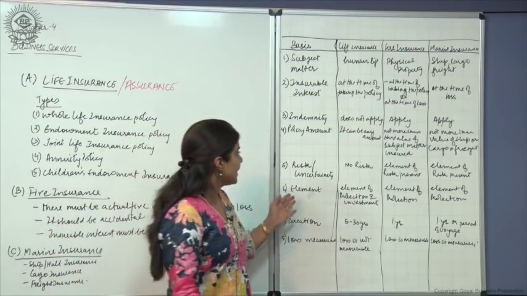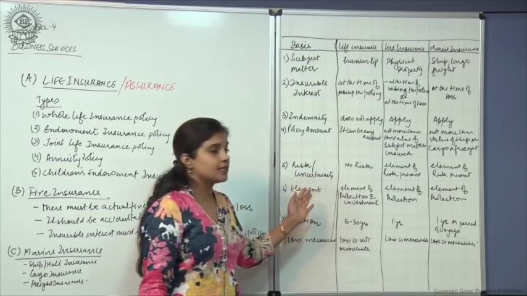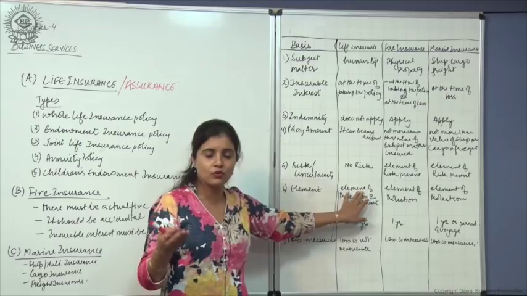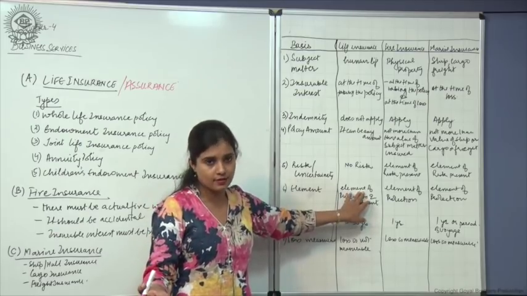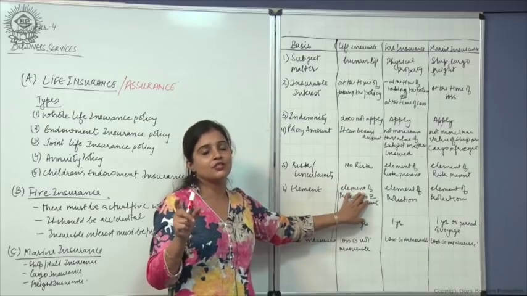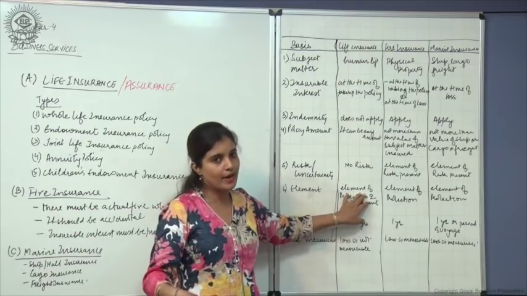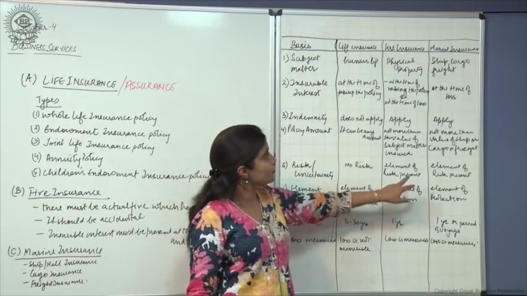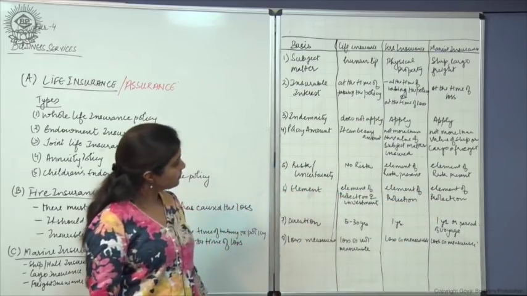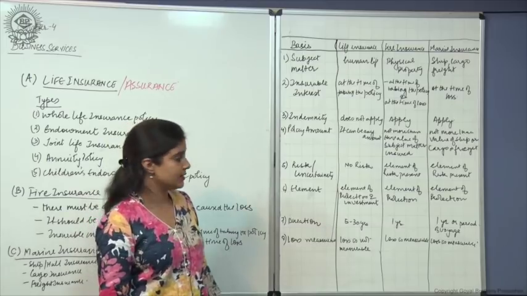All right. Then risk or uncertainty. In case of life insurance, there is no risk. As I just told you that life insurance is moreover a contract of assurance. Okay, that is, you are certain that you are going to get the amount of money that you are giving as premium, you are going to get it back, right? But in case of fire and marine insurance, there is certainly an element of risk which is present.